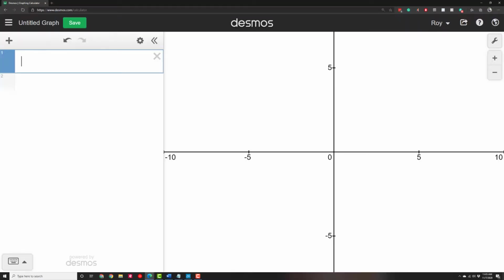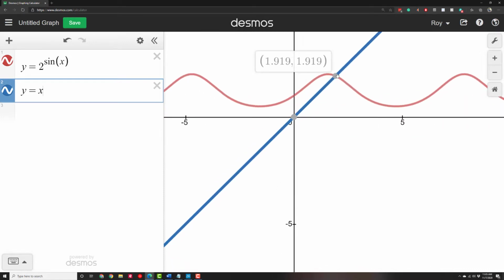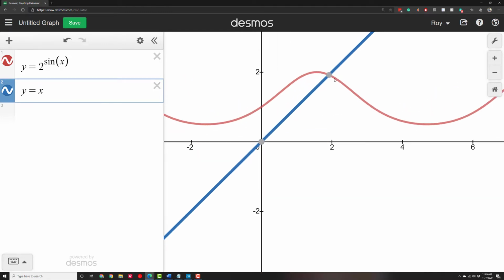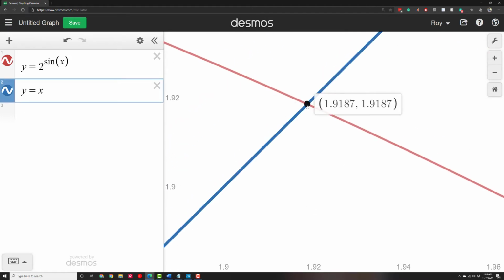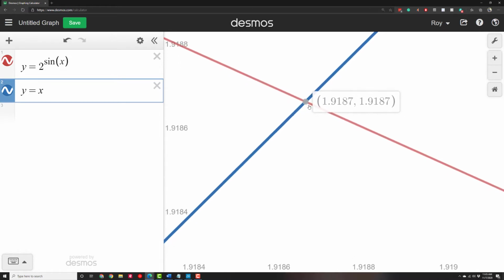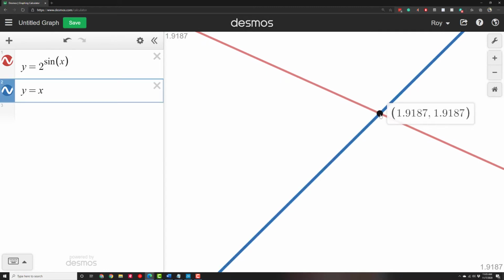You just want to know, when does y equals 2 raised to the sine of x equal y equals x? When do those 2 curves run into each other? You can see they only run into each other once, and they do so at x equals 1.919. If you need more digits, you could zoom in on Desmos. If I click here, it gives me 4 digits. I don't know if it'll ever give me 5. Desmos is weird like that. So 1.9187 roughly is the solution to that.